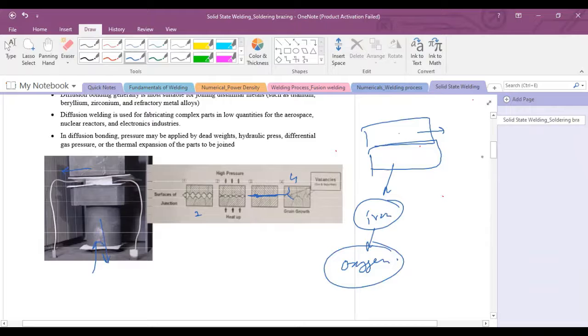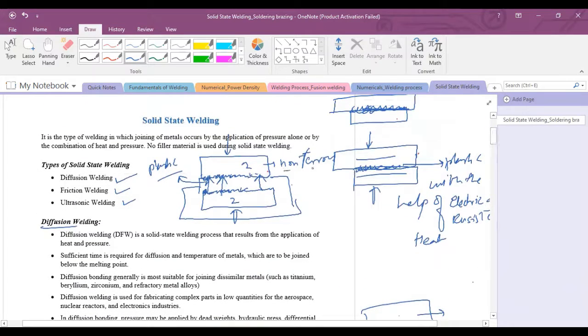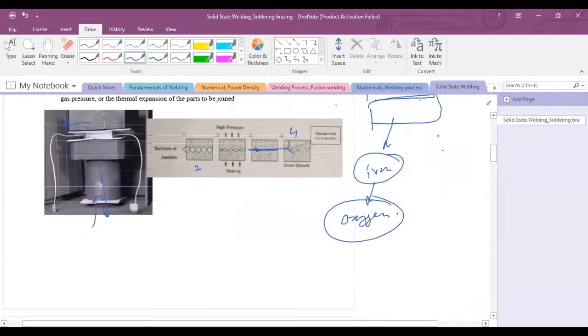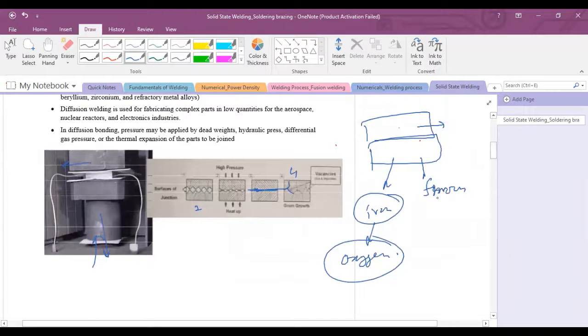One more thing, in non-ferrous material diffusion welding, you will apply force with the help of inert gas. No mechanical assemblies or presses will be used in diffusion welding of non-ferrous material. In diffusion welding of ferrous material, you will use hydraulic cylinders or a hydraulic press for mechanical pressure.